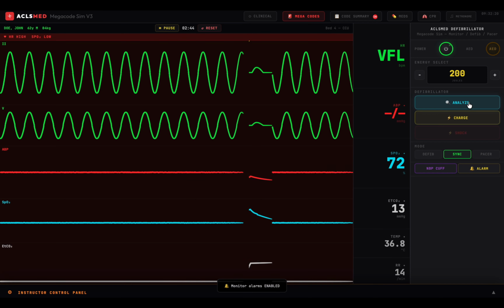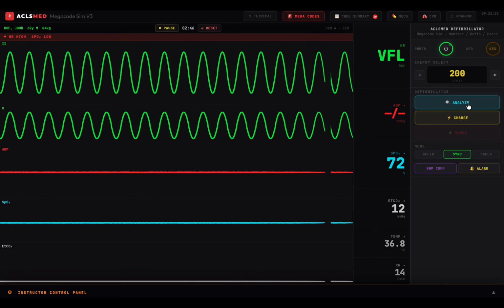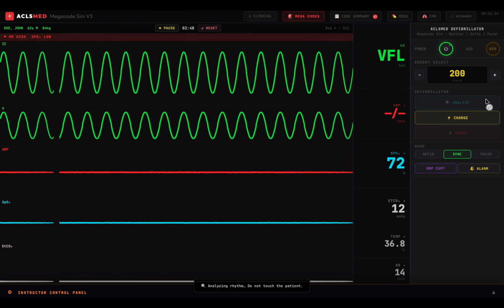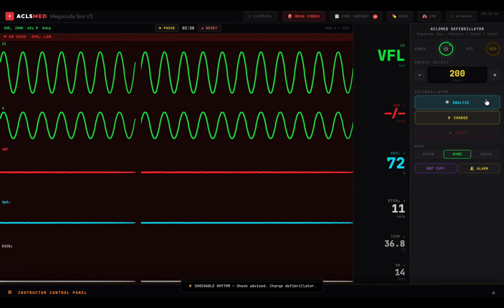And that's the point. Because in a real cardiac arrest, your hands won't remember what your brain studied. They'll remember what your hands did.